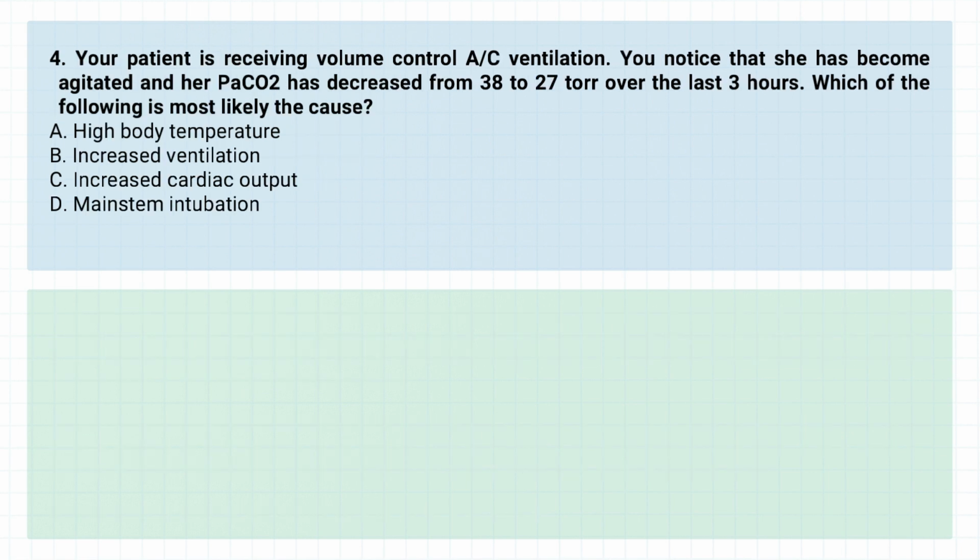Number 4. Your patient is receiving volume control, assist control ventilation. You notice that she has become agitated and her end tidal CO2 has decreased from 38 to 27 torr over the last 3 hours. Which of the following is most likely the cause? A. High body temperature. B. Increased ventilation. C. Increased cardiac output. D. Main stem intubation. The correct answer is B.